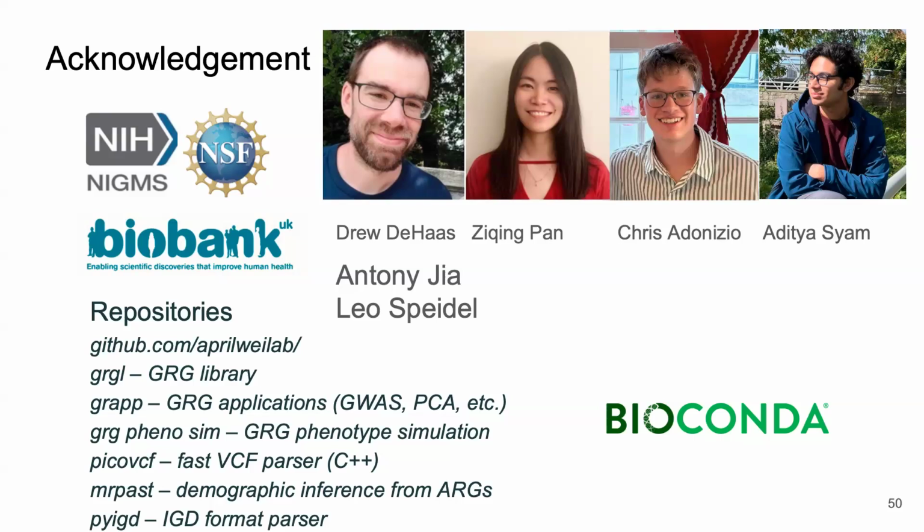Okay. Thank you for this talk. Regarding mrpast, how does the transition model take into account that you're skipping over loci, for lack of better words, if you're just sampling from low background selection regions and low recombination regions?